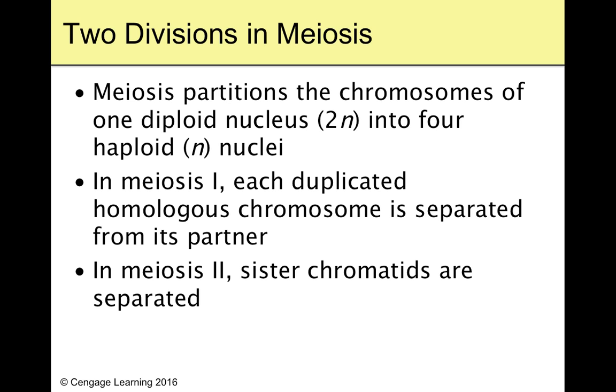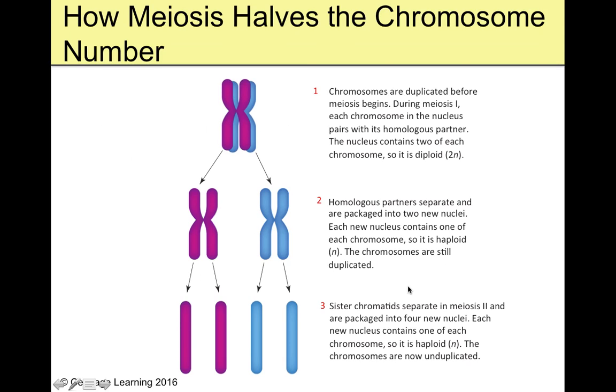So the two divisions in meiosis split our chromosomes from our 2N nucleus into 4 haploid nuclei, which we've said before. In meiosis 1, each duplicated homologous chromosome is separated from its partner, and in meiosis 2, we separate our sister chromatids. And so here's the way this looks.